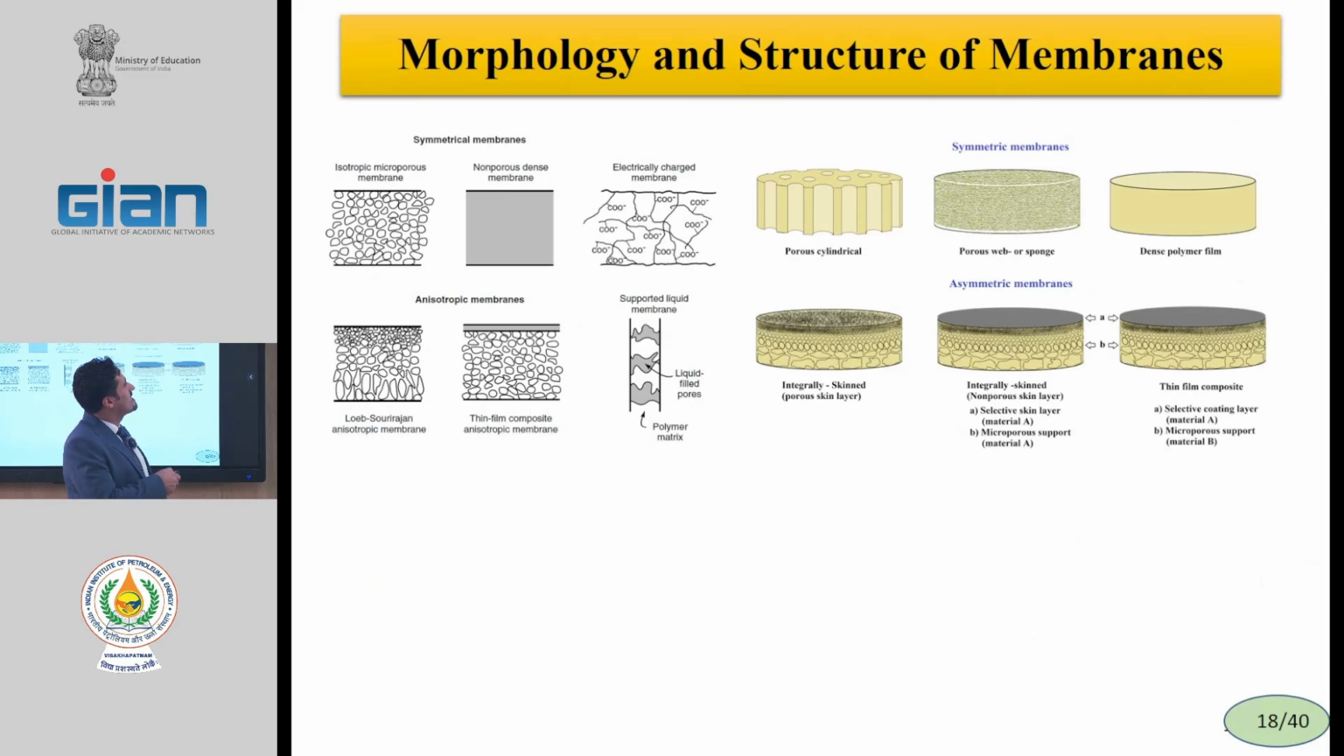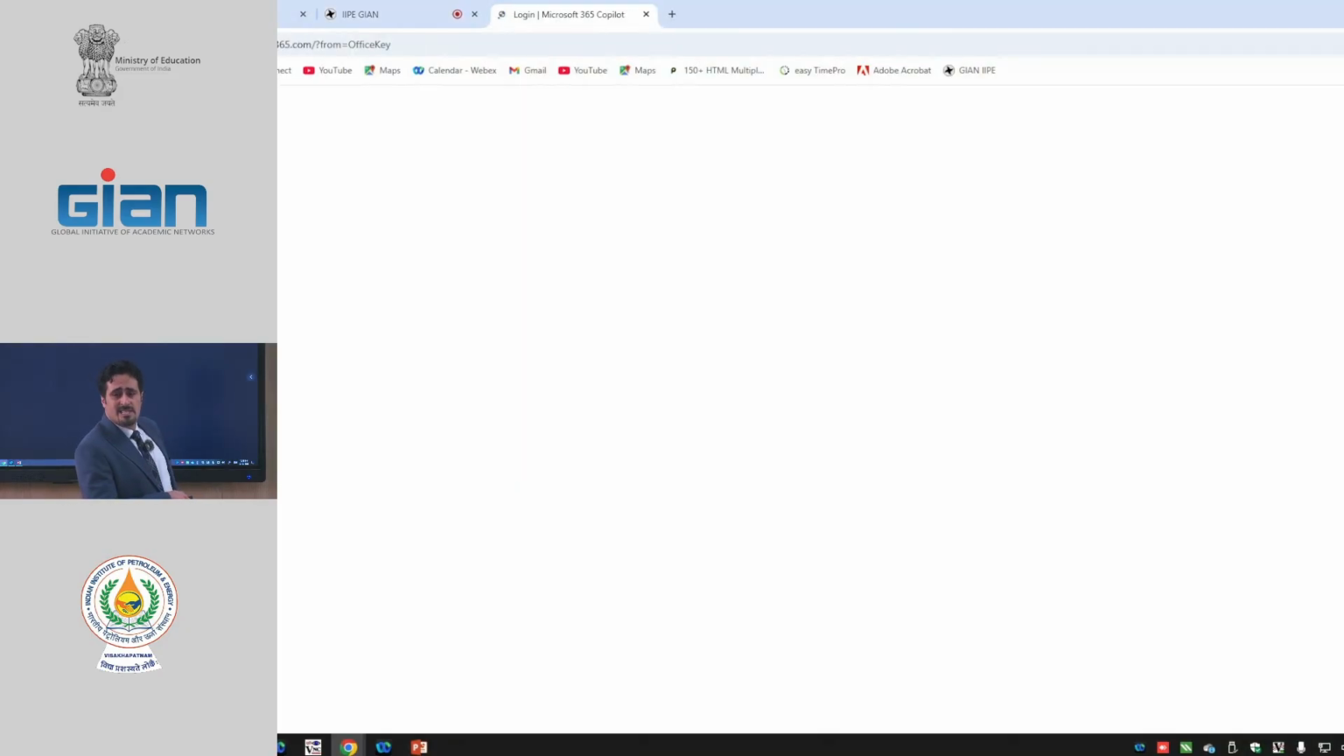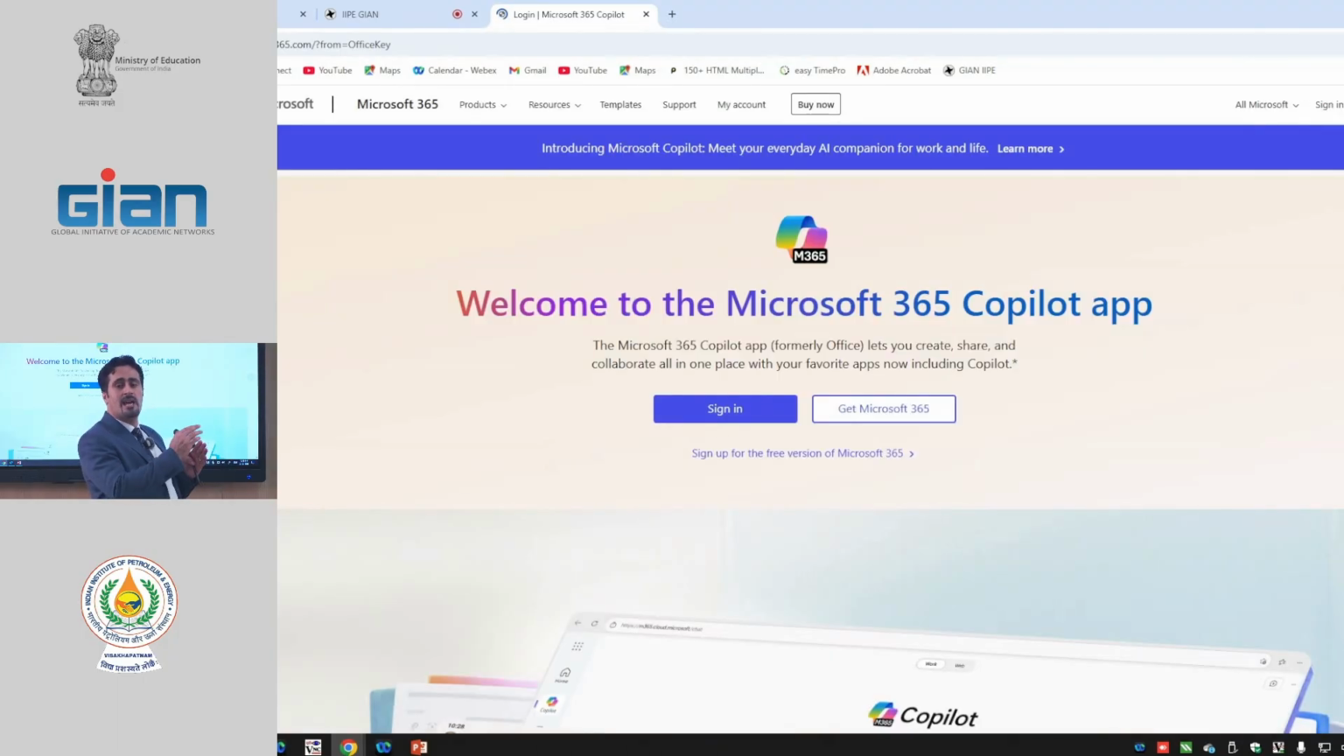Membranes can be symmetric or asymmetric, can be isotropic or anisotropic. Symmetric equals isotropic, asymmetric equals anisotropic. Symmetric in the membrane is not right and left. Symmetric is top and bottom.